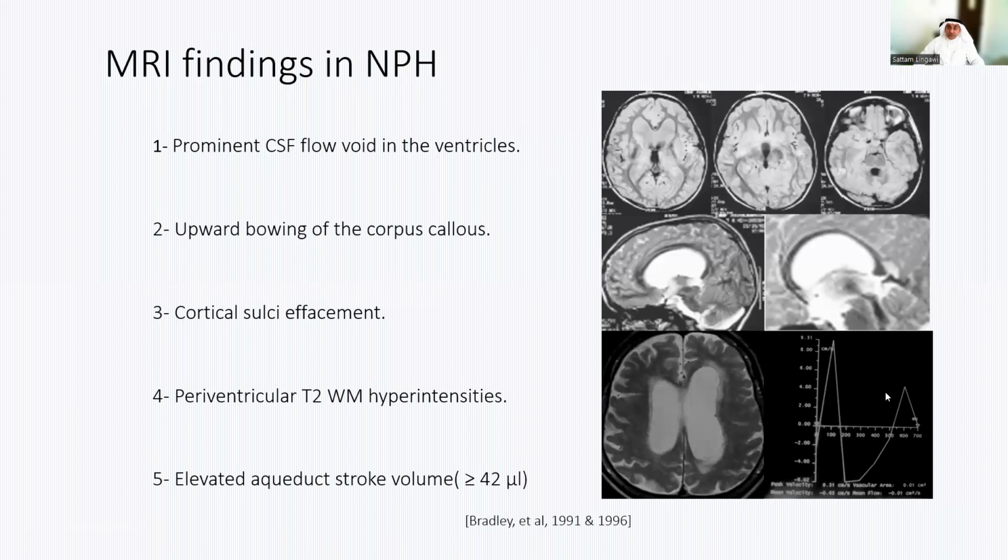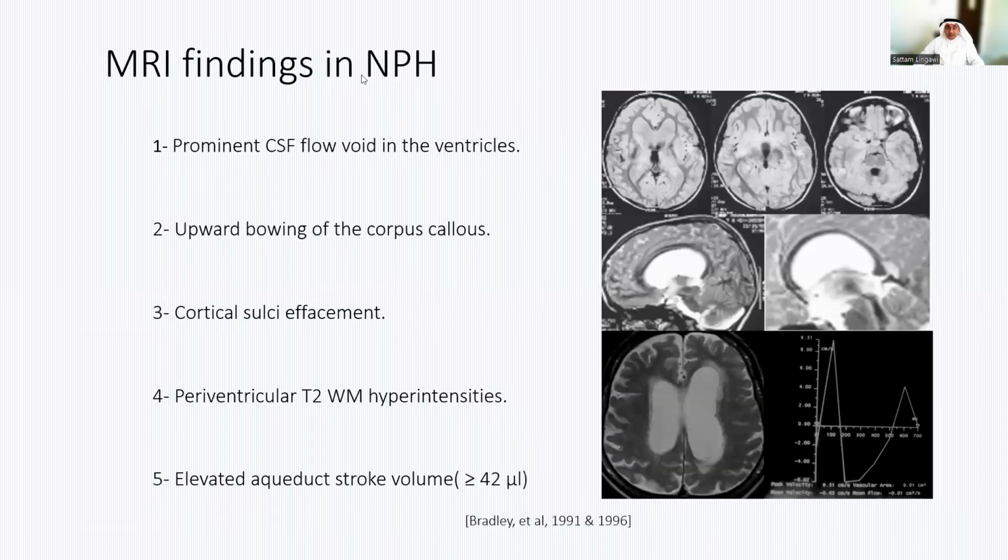If you measure the CSF flow through the aqueduct of Sylvius by applying a CSF flow study, which we will come to discuss in a minute, and we reach a measurement of 42 microliters or above, then this indicates that there is enough increased CSF hyperdynamic circulation that justifies CSF diversion treatment, i.e. shunting.